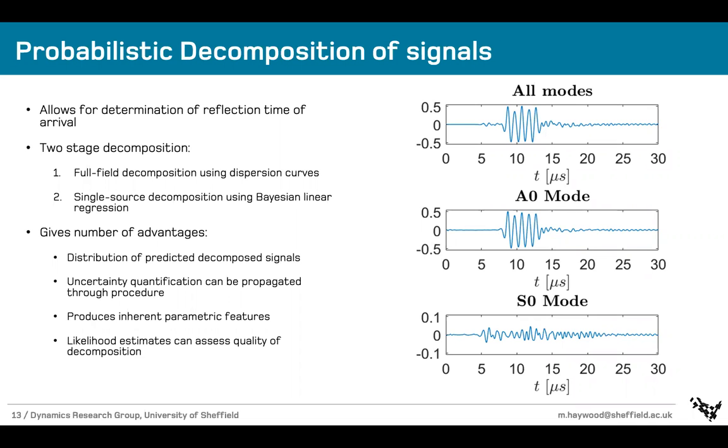So we can actually get a distribution of the predicted decomposed signals rather than just what we think the signal should be. That gives us a measure of uncertainty that we can actually either propagate through the procedure, or we can use to almost validate our decomposition. If our uncertainty is large, then we can actually have an uncertainty in our time of arrival as well. I'll show in a couple of slides as well that it actually produces inherent parametric features of the wave, so energy-based features that we can then use for damage detection, or even potentially for classification and things like that.